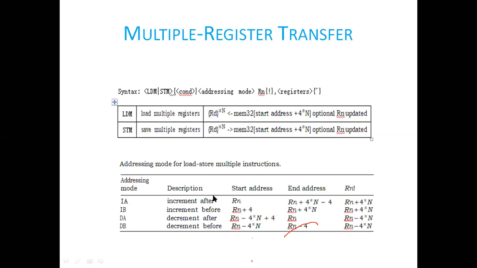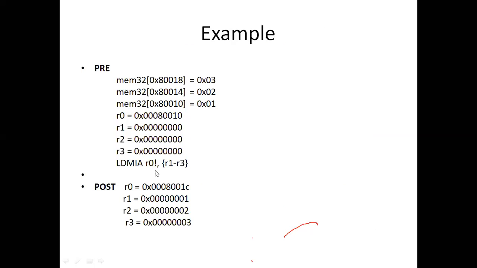Increment after it, right? The first one, R0. What is the value of R0? 0x80010. So what we will do is that we are fetching the value first. We're fetching the value at 10. 10 is having value 1, and that is going to R1. And then what I'm doing is that the value of R0 will be incremented by 4.